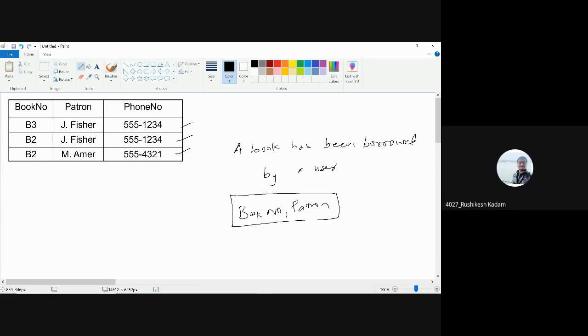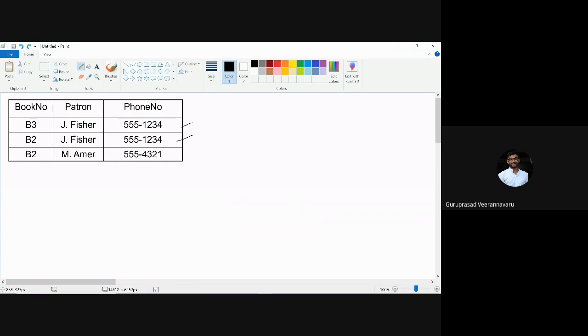Yes, sir. Others understood? It is like saying, let's say Suraj borrows the B3 book once, he cannot come and borrow B3 again, because he has already borrowed the B3 book. So this becomes the primary key. But if you see, phone number is mapped to what? Phone number is mapped to a user. This phone number belongs to this person, the patron.